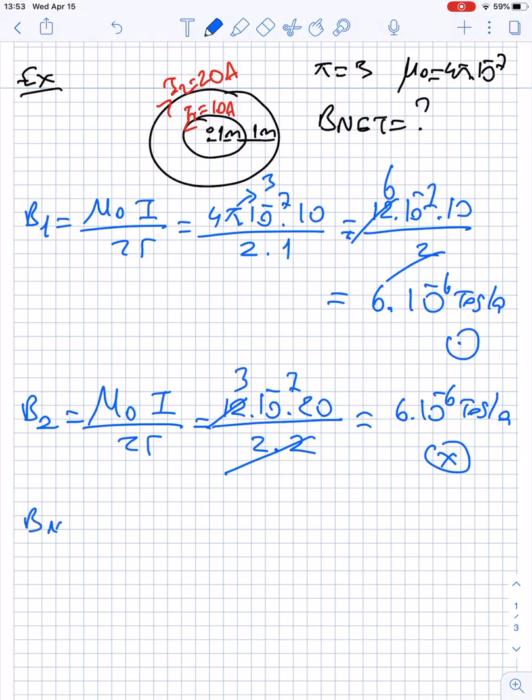If I ask to find the resultant magnetic field, when I check B1 and B2 are opposite with the same result, I have to write B1 minus B2, 6 times 10 to the minus 6 minus 6 times 10 to the power minus 6, and my result is 0.